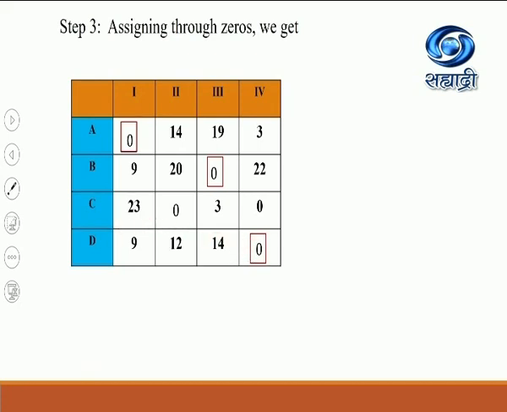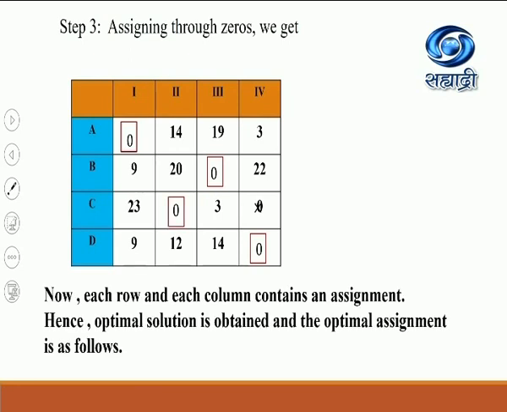We will go for the fourth row. Only 1 zero is there. So assign it. Now you can see in the fourth column there is 1 more zero. So we will cross it. Now going back to the third row. Now only 1 zero is there because the other has been crossed. So mark it. So now each row and each column contains an assignment. Hence the optimal solution is obtained and the optimal assignment is as follows.